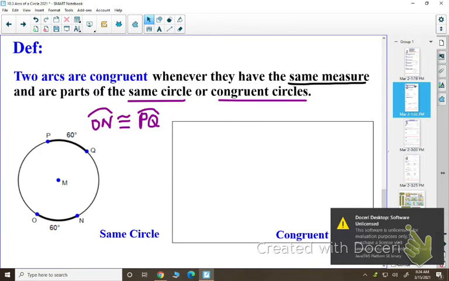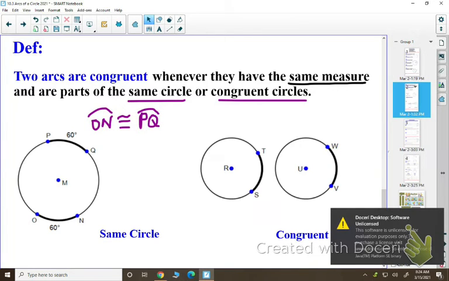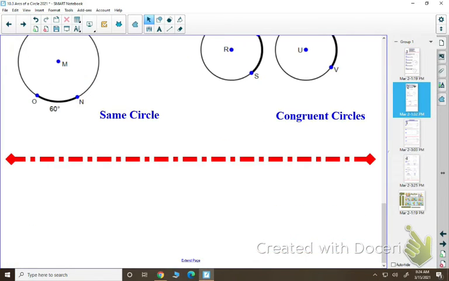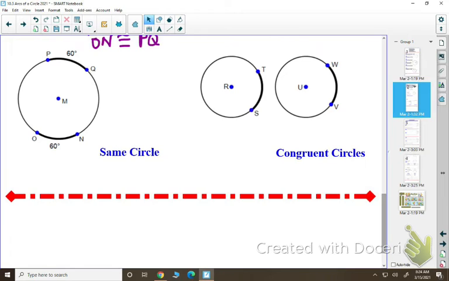Now, if they come from separate circles, like you see in this picture on the right, let me scroll down here a little bit so you can see better. But again, it's telling me at the bottom here that we have congruent circles. So if the circles are congruent, and we need to pretend that these are both 60 degrees again, then we could say that arc TS is going to be congruent to arc WV. So again, if they come from either the same circle or congruent circles, and they have the same degree, then you can say that the arcs are congruent.